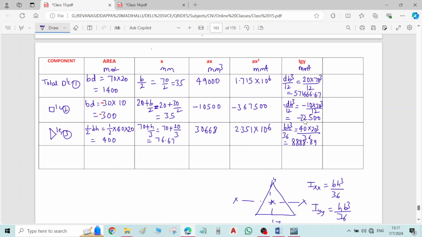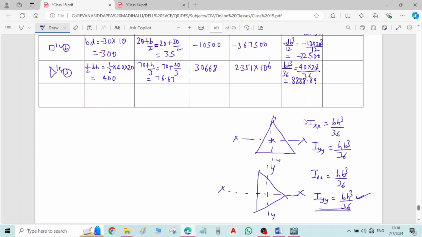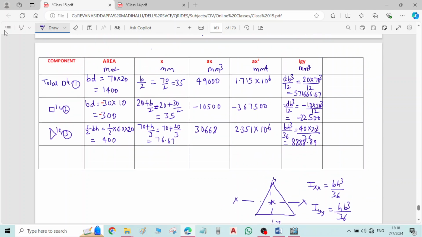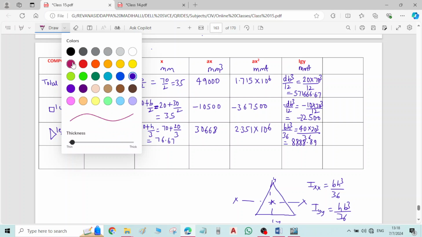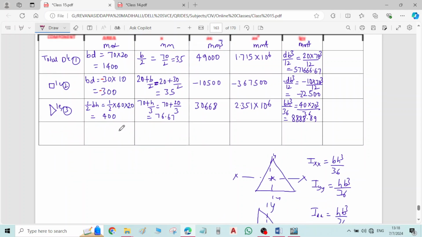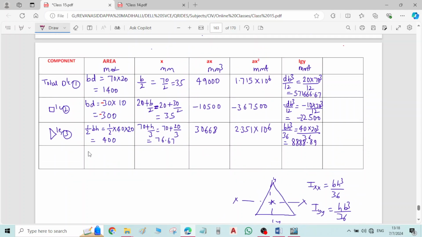Please correct it. Now we are done with all the calculations. Now we will calculate the total or summation. Total area sigma A is equal to 1500 mm square. Here sigma AX is equal to 69,168.